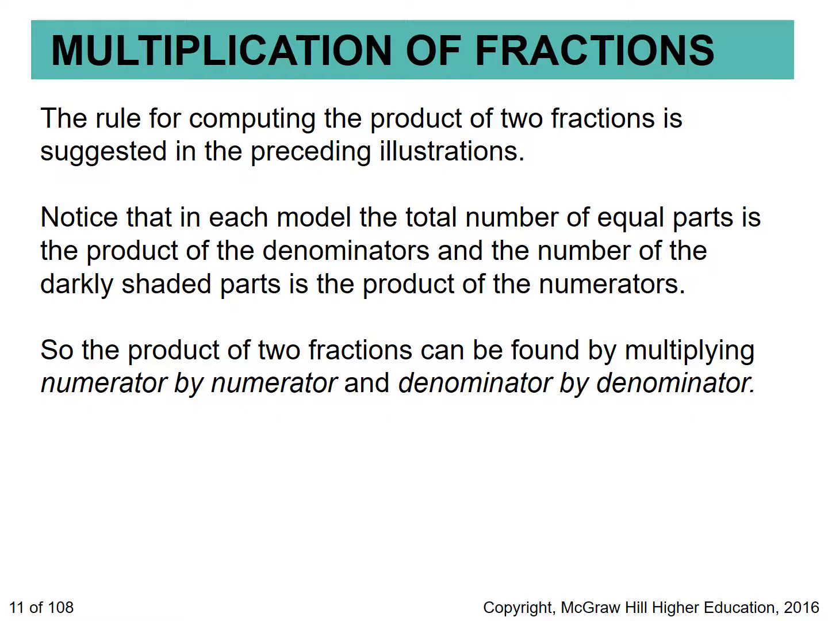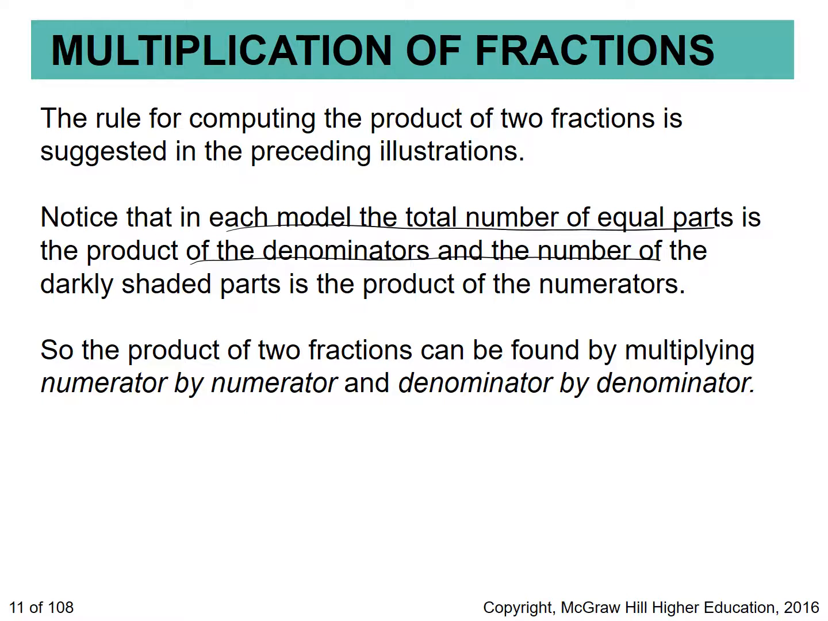So the rule for computing the product of two fractions is suggested by what we've just done. We've kind of written it as we went along because it's natural for us to do. Okay, so then in each model, we needed to determine the total number of equal parts we had. And in this case, we could find that number just by taking the number of parts in the first denominator times the number of parts in the second denominator.